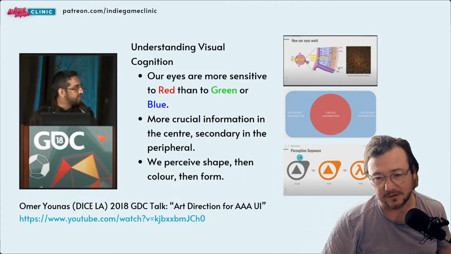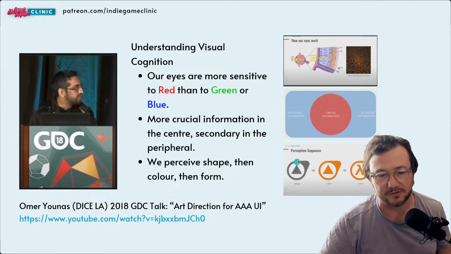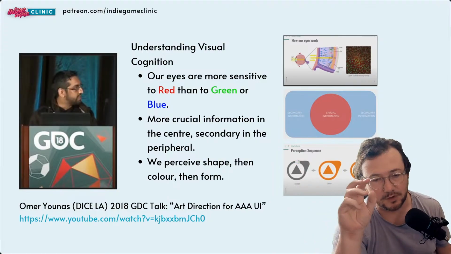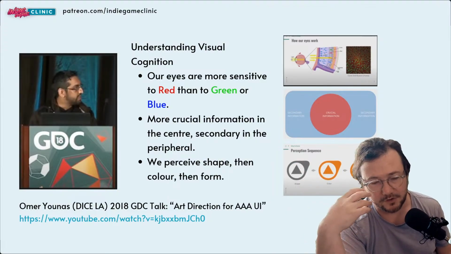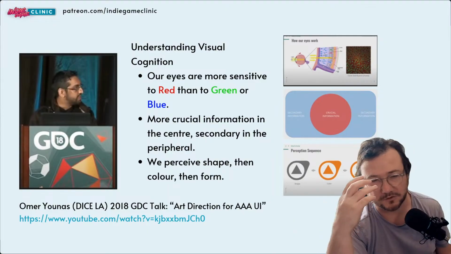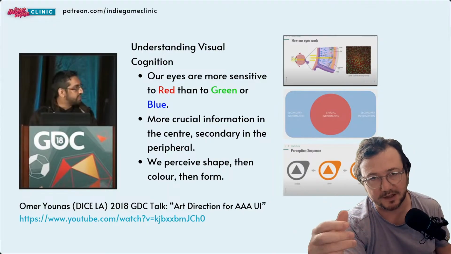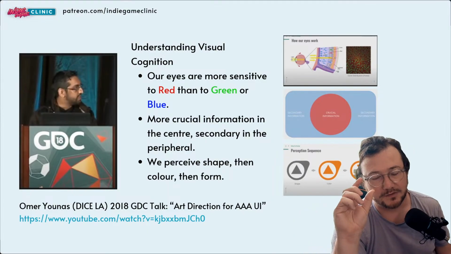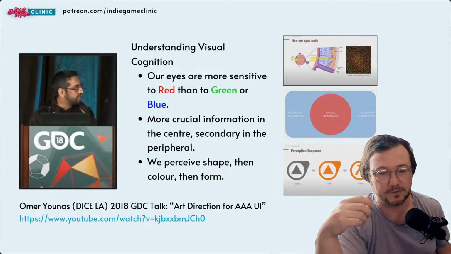And then this last point is the sequence of perception: we tend to see the shape of things first, then the color of them, and then the form or the details within that shape, right? So I often talk about doing the squint test when you're looking at a game. If you can blur the whole image or squint at it slightly, could you still play the game? And the thing that usually makes that possible is this kind of stuff.